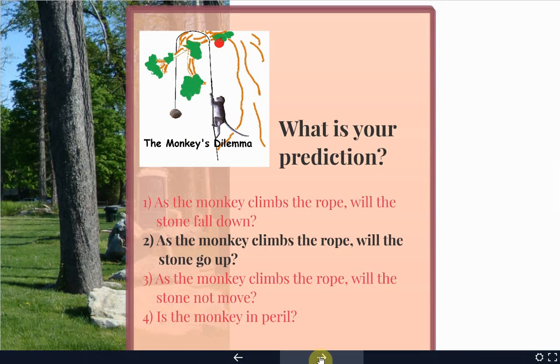So going back to it, the answer is: as a monkey climbs a rope, the stone will go up. And no, the monkey is not in peril.